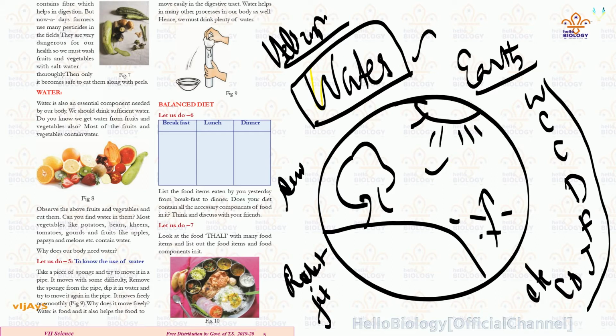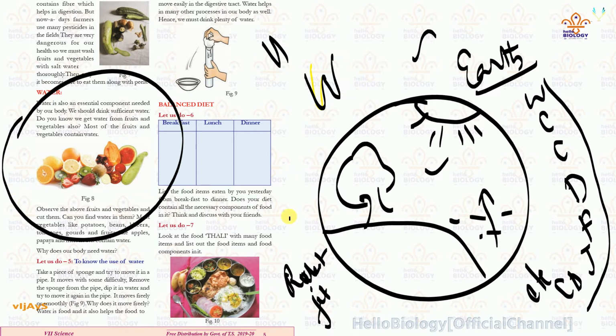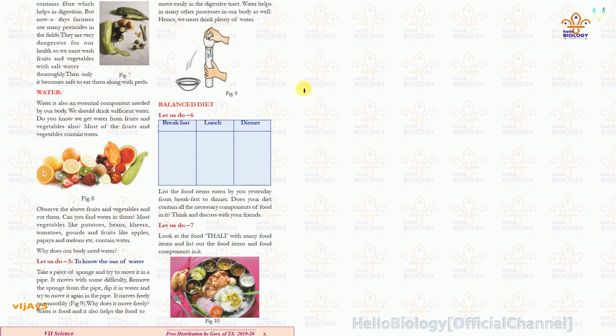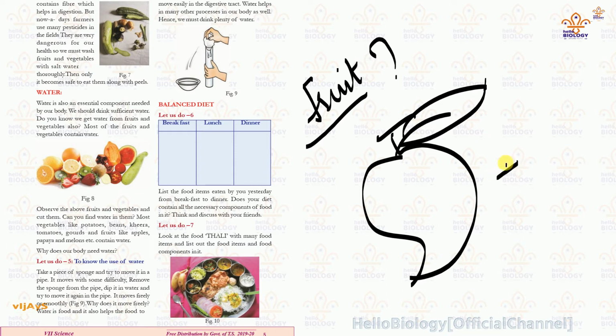Understood? So when it comes to water, can you imagine how water is filled in the fruits? In this chapter, we will see how much water is present in fruits, and whether that water is sufficient for us. For example, we are eating a mango. After eating a mango, can we take water again?